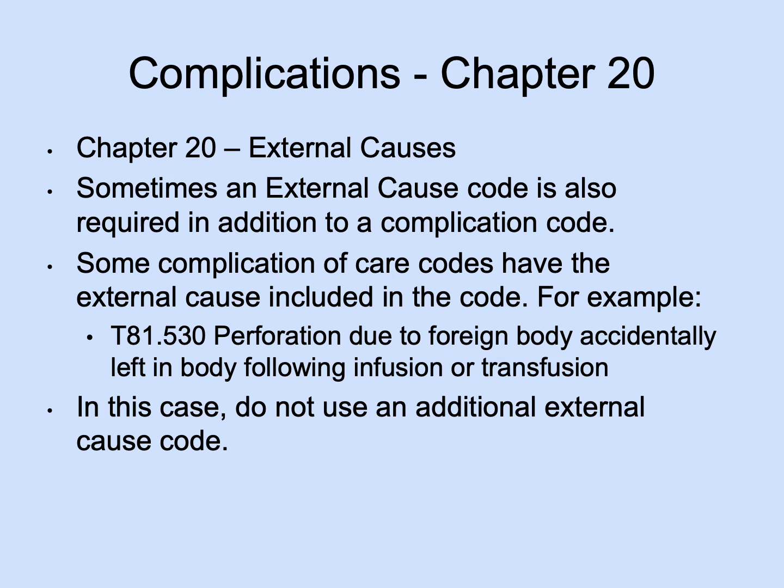Okay, so now we're going on to chapter 20. We already talked about chapter 19. We're on to chapter 20. External cause. Sometimes an external cause code is also required in addition to complication codes. Now, sometimes a complication of care code has the external cause included in the code. For example, T81.530, perforation due to foreign body accidentally left in body following infusion or transfusion. That pretty much says it all. So we're not going to use an additional external cause code.